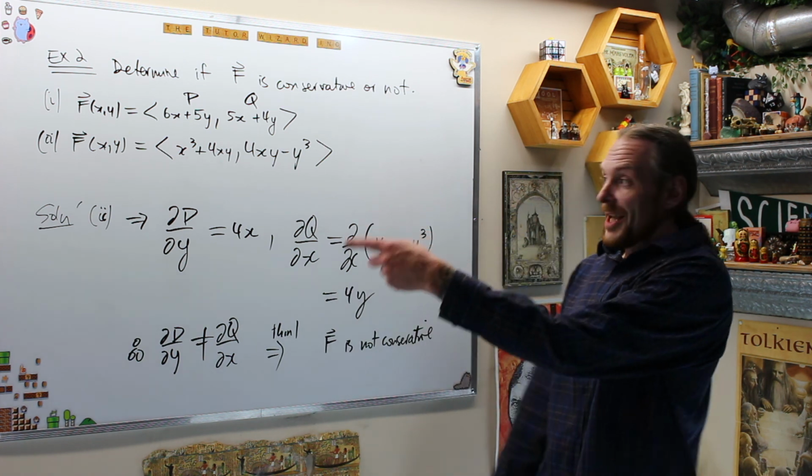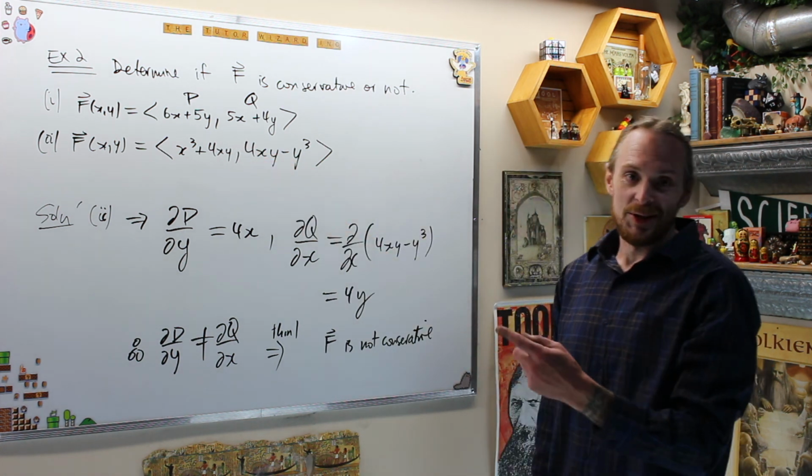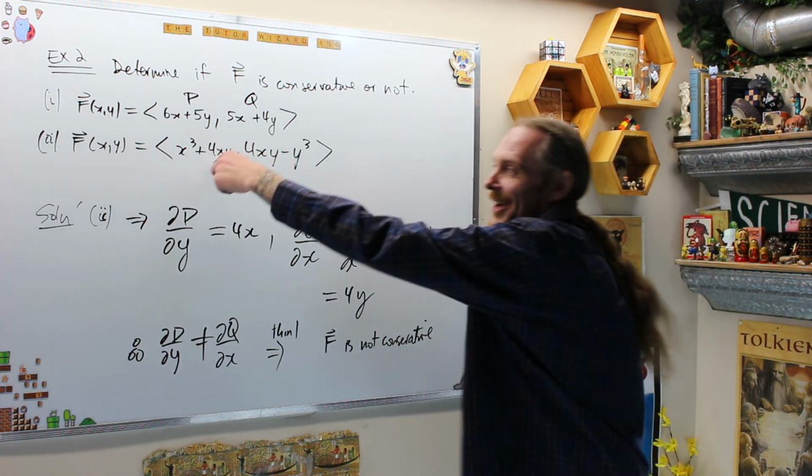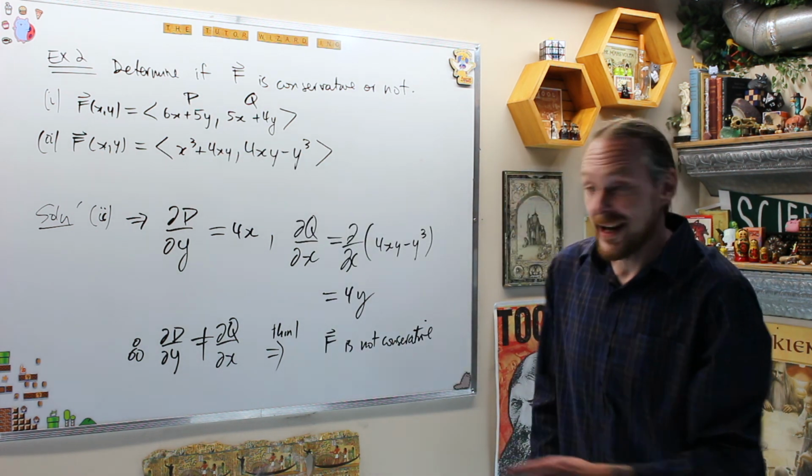So if I make a typo on an exam and I say, find the function f such that the gradient of f is this guy, you're looking for a unicorn. It'll never happen. It's not conservative.